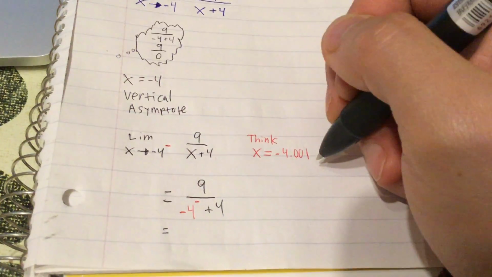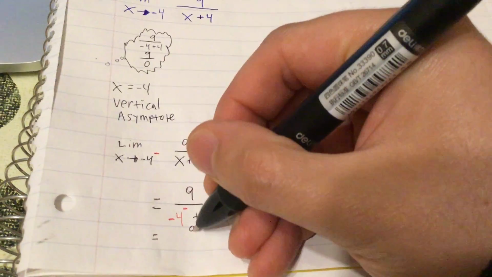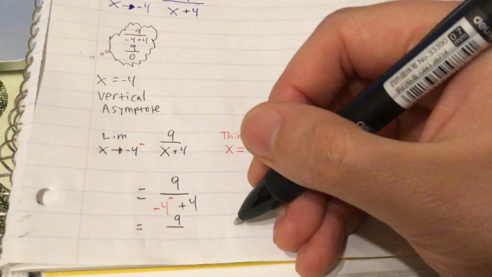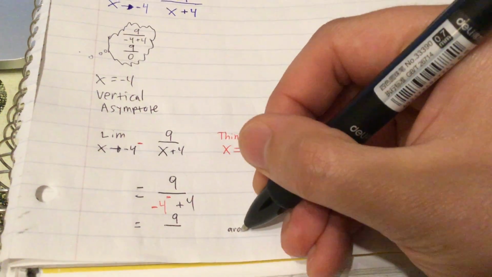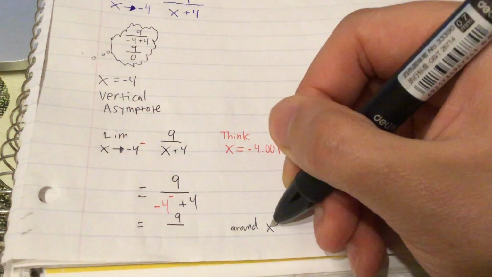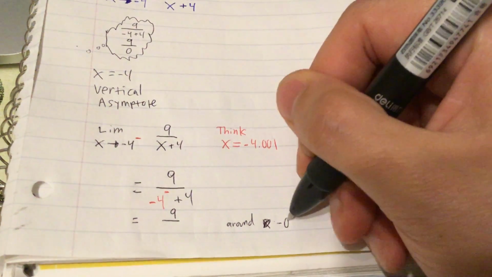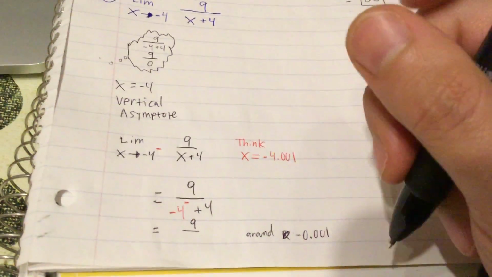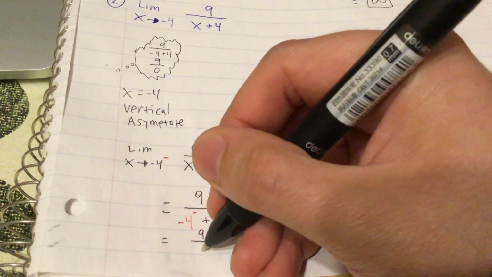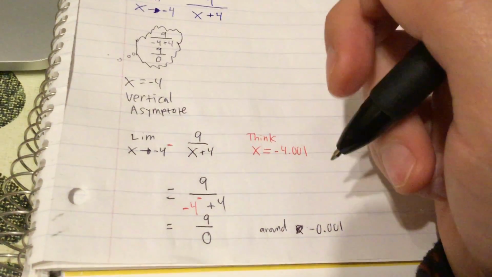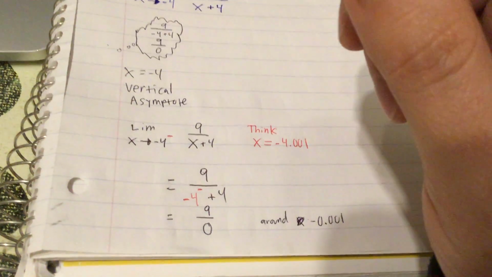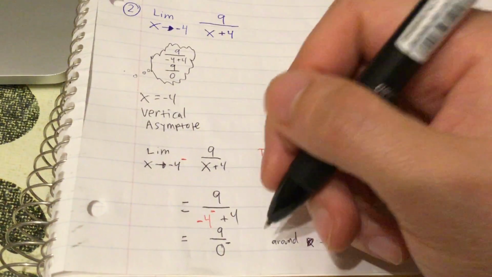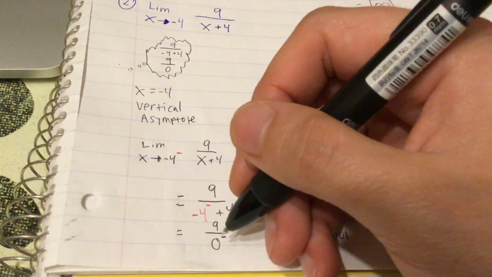that would be -4.001. So that would be, if I were to plug in -4.001 plus 4, that would be around -0.001. But it's not, it's approaching it. So we are getting 0, but are we getting the left side of 0 or the right side of 0? The left side of 0. So 9 over the left side of 0.